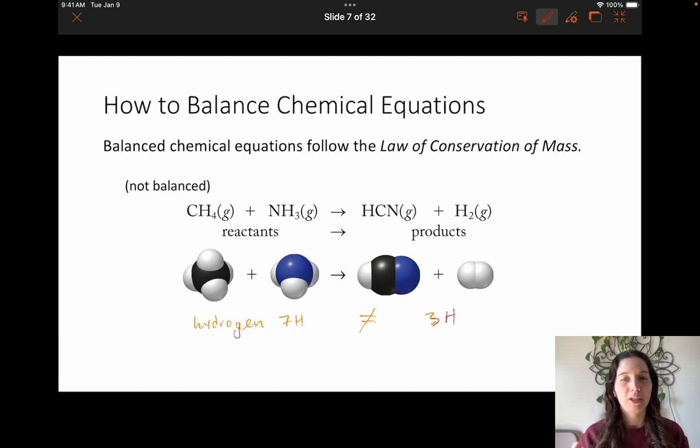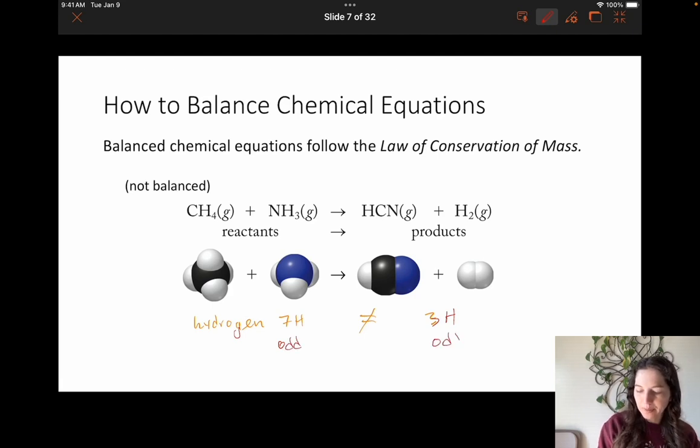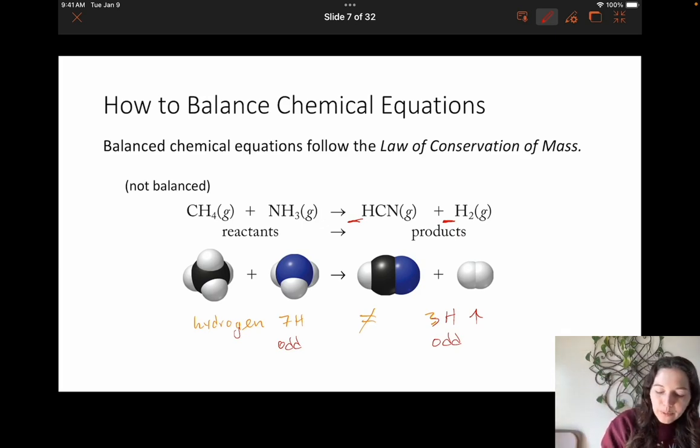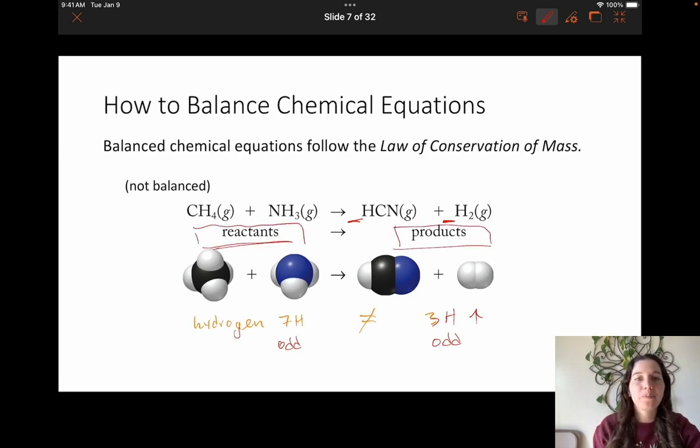What we need to do is make sure that there's the same amount on both sides. Right now, we've got an odd number of hydrogen and an odd number. This number needs to go up. Clearly, it's not high enough. So is there any way that we can introduce a number here or here in order to make it so that there's 7 hydrogens total on the product side? So our reactants are going to be the things to the left of the arrow, and our products are going to be to the right of the arrow.